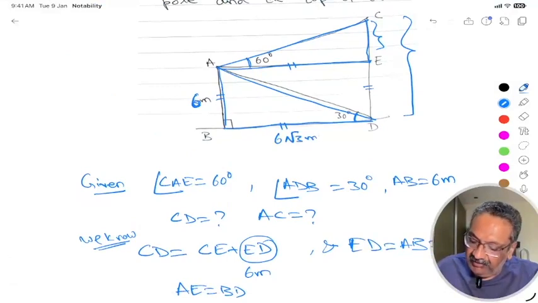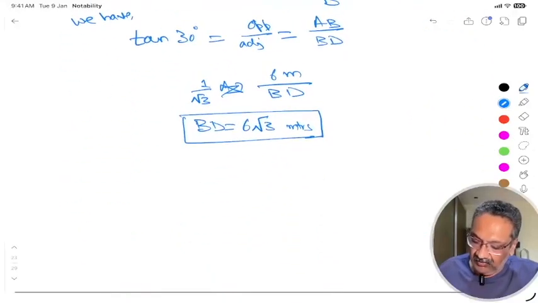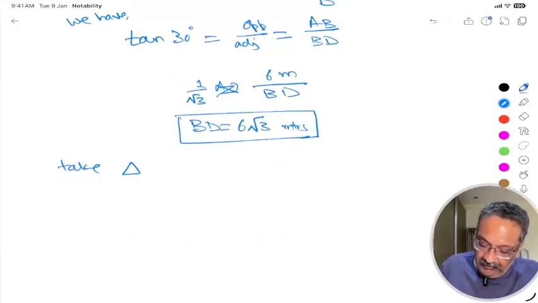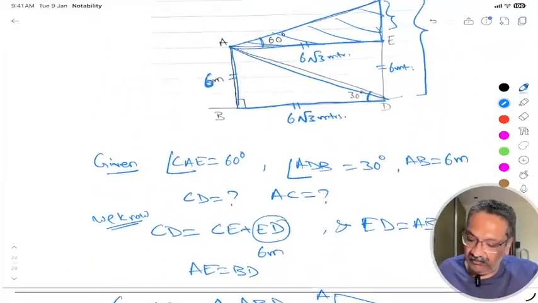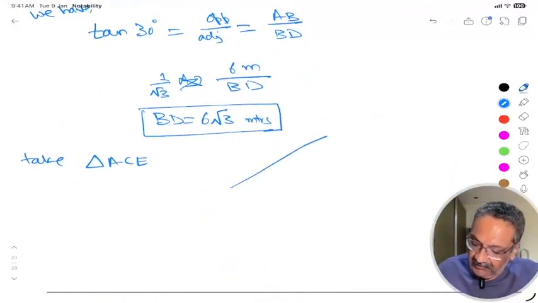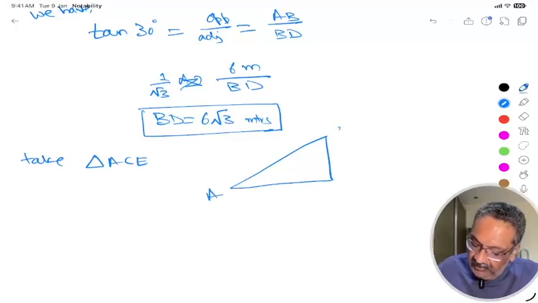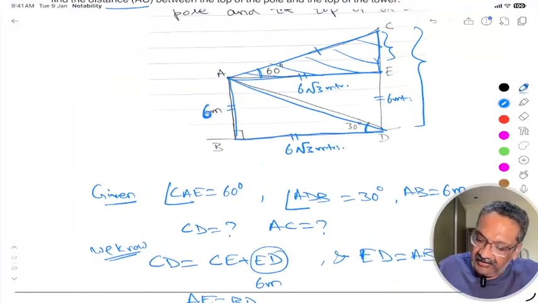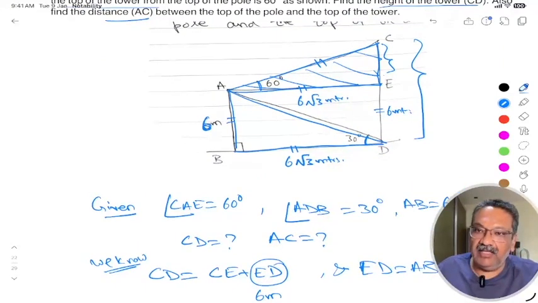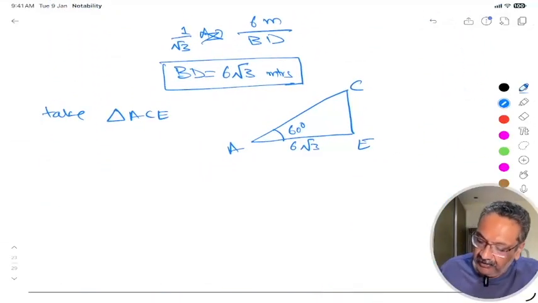Now, when this is 6 root 3 meters, AE is also 6 root 3 meters. Right? This will be 6 meters. Now let us take triangle ACE. Here we have got this as 60 degrees and this is 6 root 3. If we are asked for AC, we need CE. Why do we need CE? If we get CE, we get the CD value. So we need two things. One by one we will find. First, what?